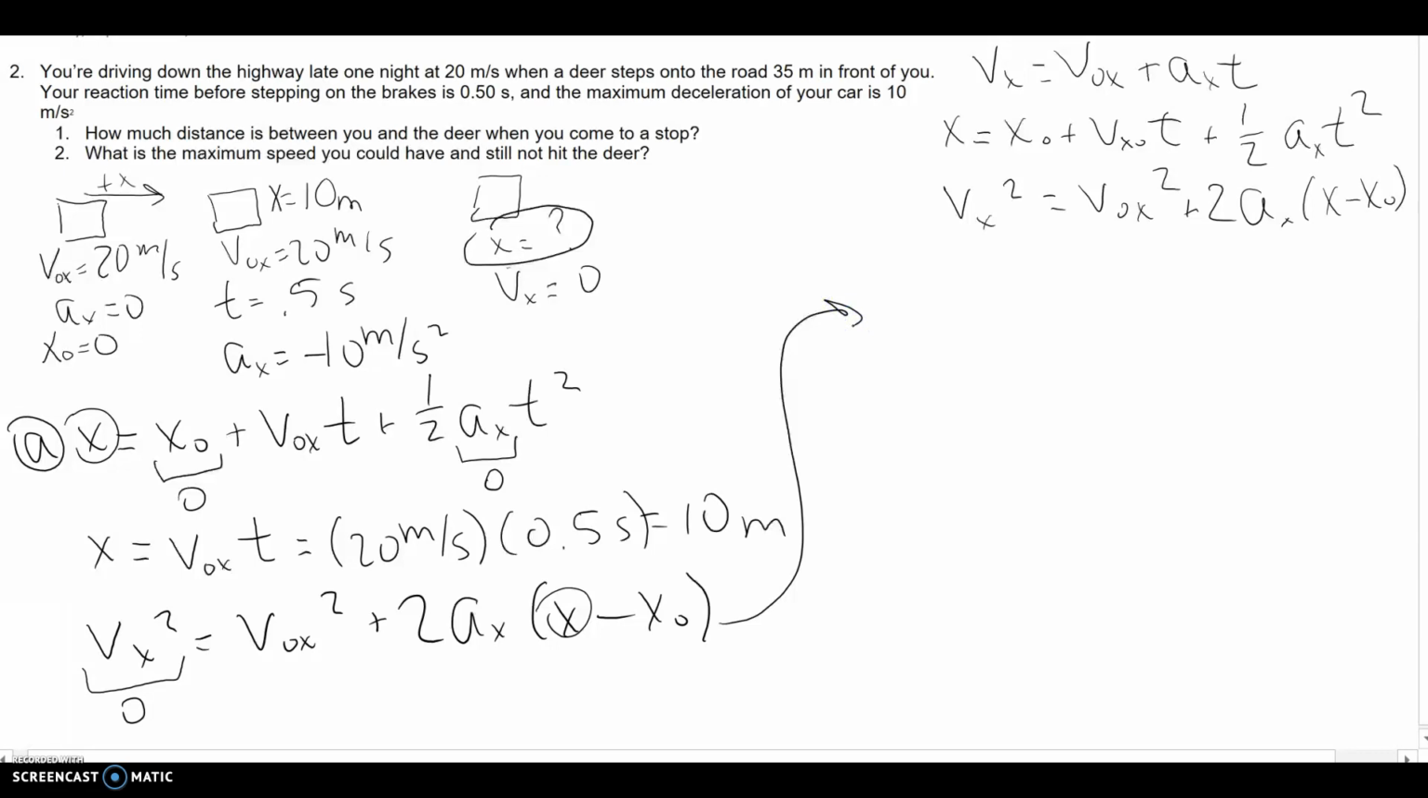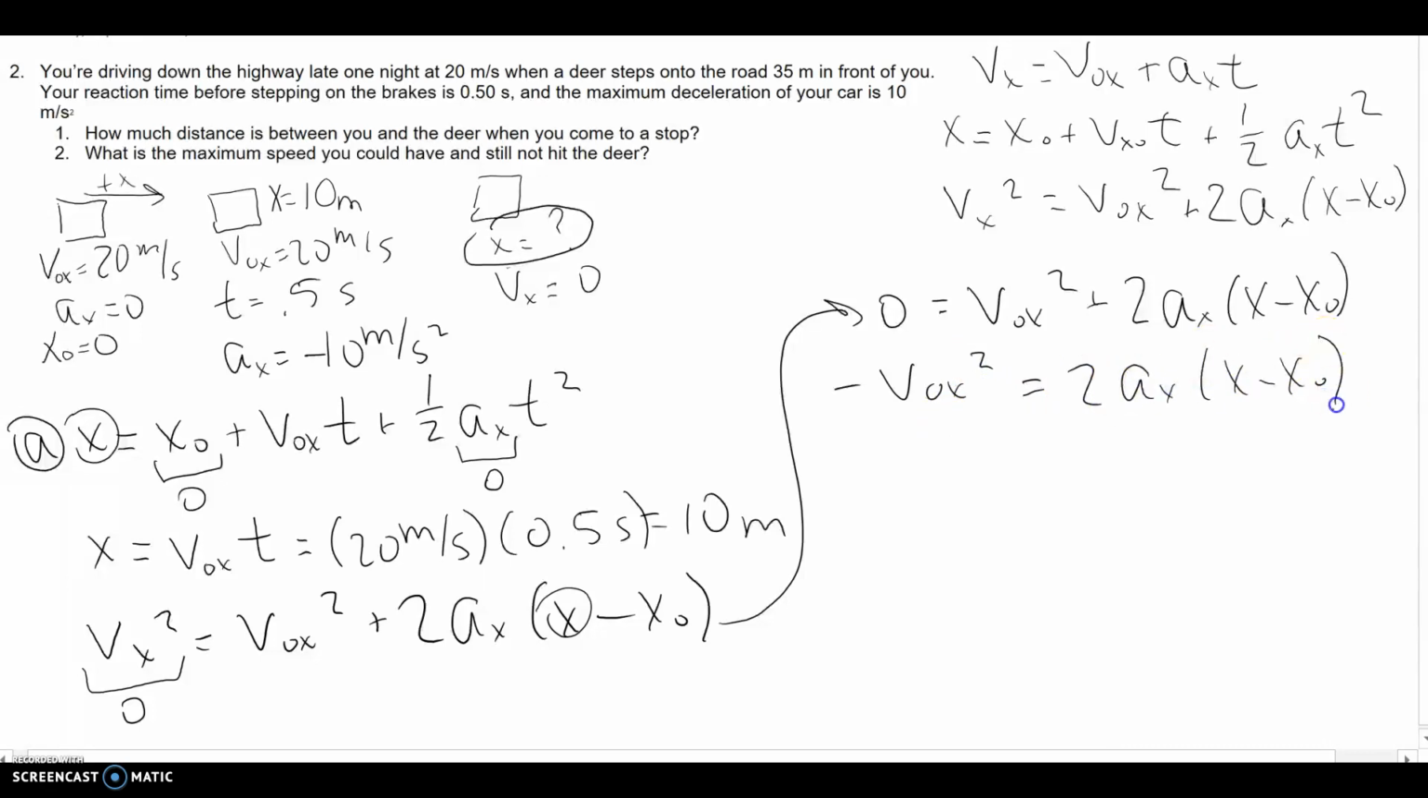So continuing on here, we have 0 is equal to our initial velocity squared plus 2 times our acceleration multiplied by our displacement. We're solving for that x value, so I'm going to first subtract initial velocity squared from both sides. And now I'm going to divide by 2a.